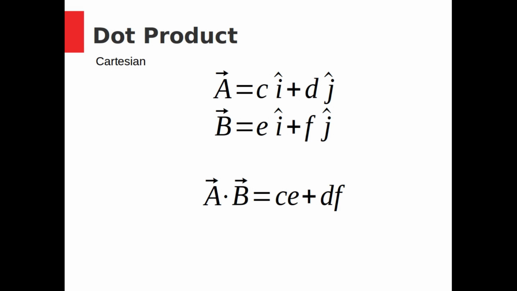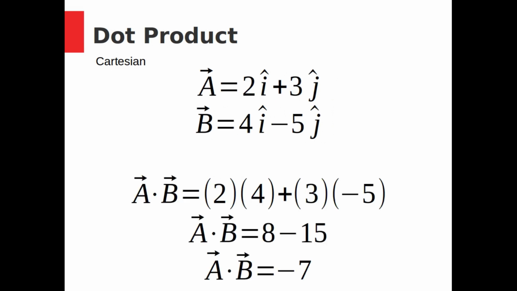If the two vectors are in Cartesian, you calculate the dot product by multiplying the x components of those vectors, then multiplying the y components, and then adding the two products together. So for example, here we have one vector, 2i plus 3j, and a second vector, 4i minus 5j. The dot product is calculated by taking the x components, 2 times 4, and then multiplying the y components, 3 times negative 5, and then adding them together. This yields 8 minus 15, which is equal to negative 7. So the dot product of these two vectors is negative 7.